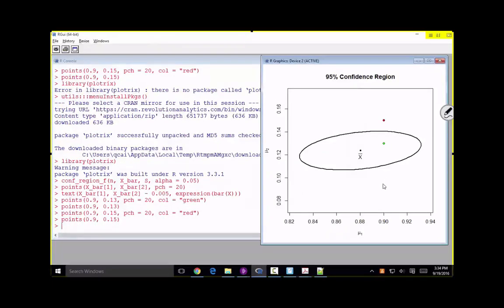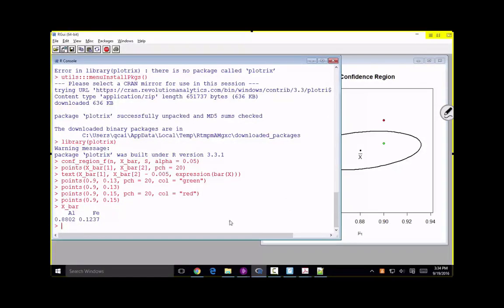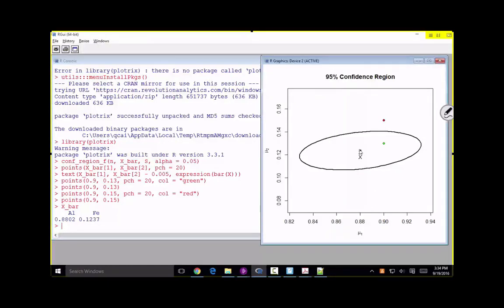So based on our little data set, we had an X bar of 0.88, comma 0.1237. There's the center of my observed data. X bar is right there at that black dot. The 95% confidence region, the set of points that are equal in distance to that threshold based on the F, is the ellipse. So the same basic idea for drawing ellipses applies here.